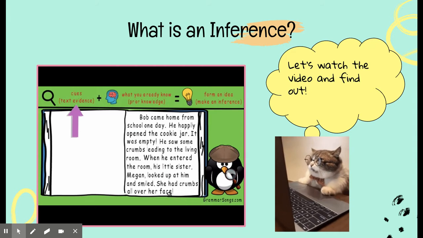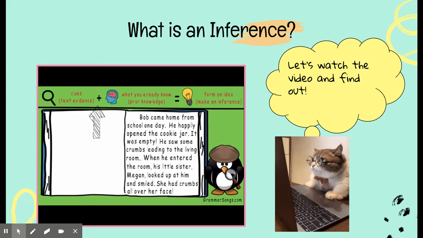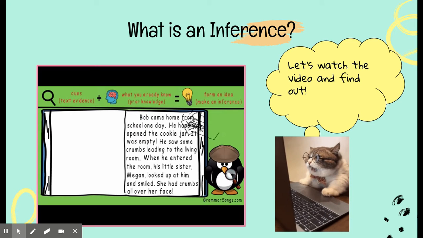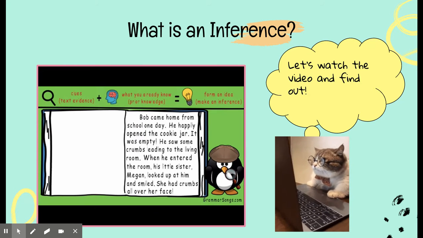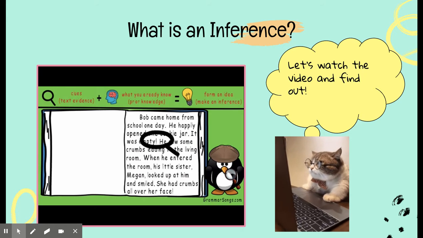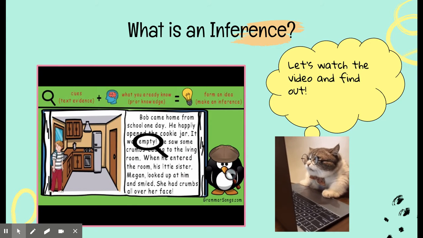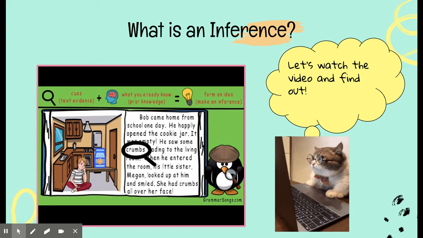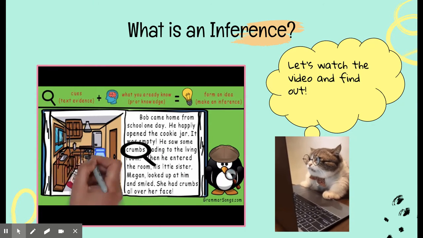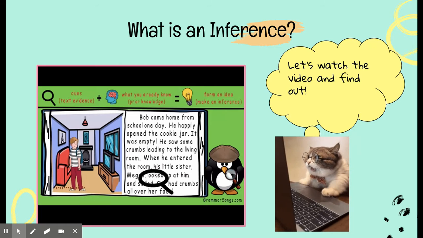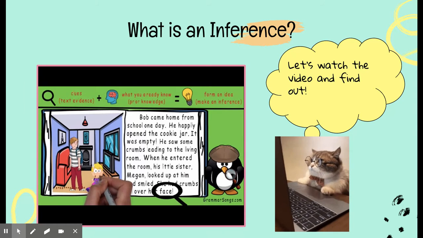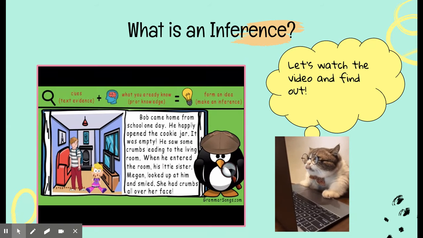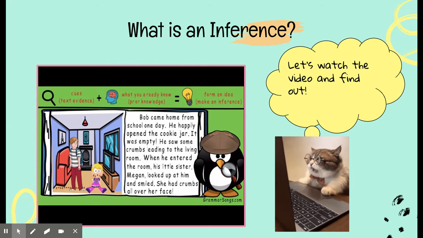Very good. Now we need to use what we already know, our prior knowledge. Detective Waddle? Well, when Bob came home and found the cookie jar empty, he was disappointed. I know I feel disappointed when things don't turn out the way I planned. I also know that Bob followed a trail of crumbs to the living room where his sister Megan had crumbs on her face. I know little kids make a mess when they eat something. My prior knowledge tells me that Megan was eating something.